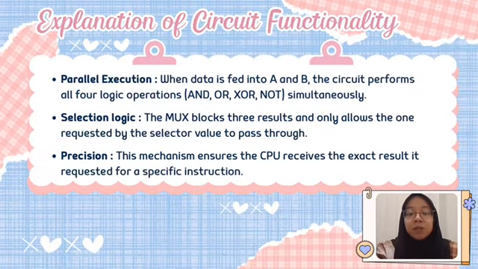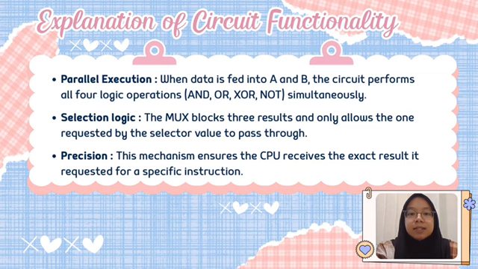Now, let's dive deeper into how this circuit actually functions. You might think the computer does one thing at a time, but our design works differently. There are 3 key mechanisms here. First is parallel execution. When we feed data into input A and input B, the circuit does not wait. It performs all 4 operations, which are AND, OR, XOR, and NOT. Imagine 4 workers doing 4 different jobs at the exact same time using the same materials.